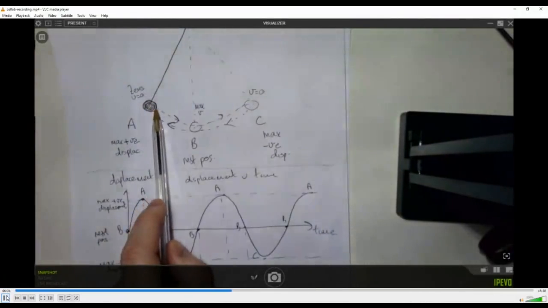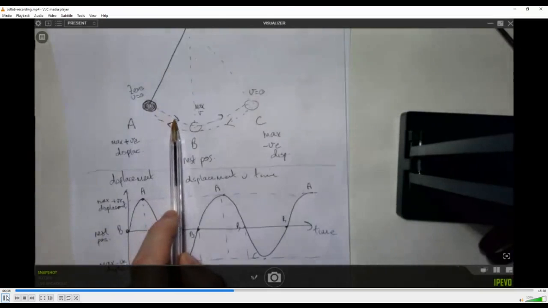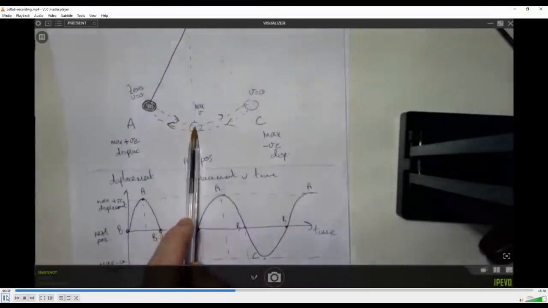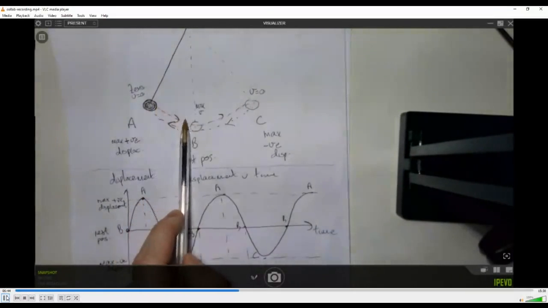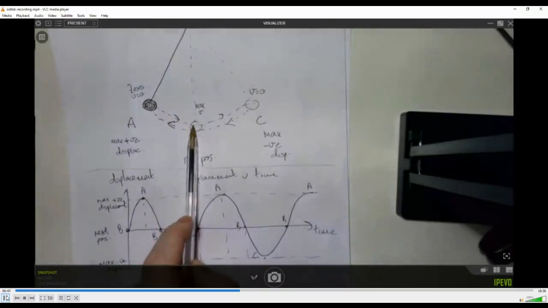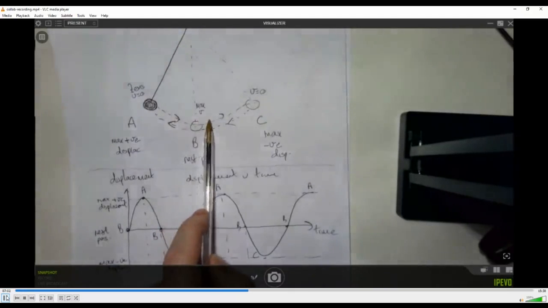As the pendulum moves in, I'm seeing the restorative force will decrease and decrease and decrease until I get to here where the restorative force will be 0. I can see the velocity will increase as I move down. So at this point here, I will have maximum velocity, minimum displacement, and minimum restorative force.